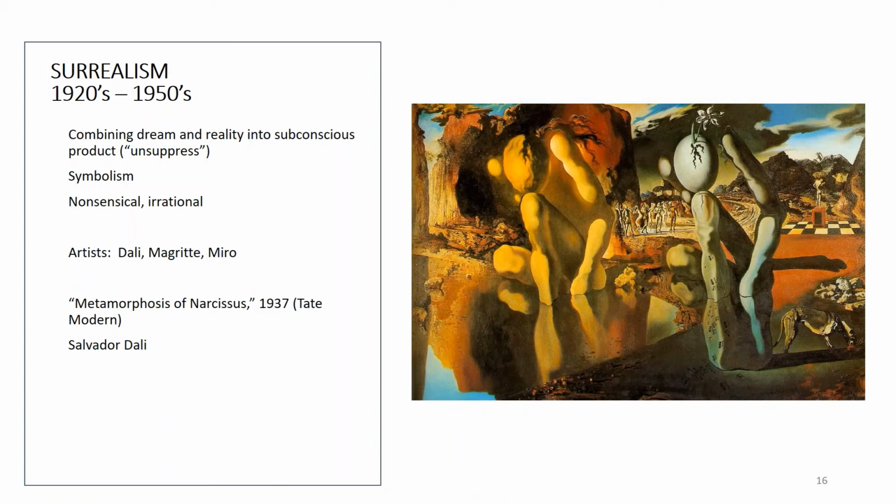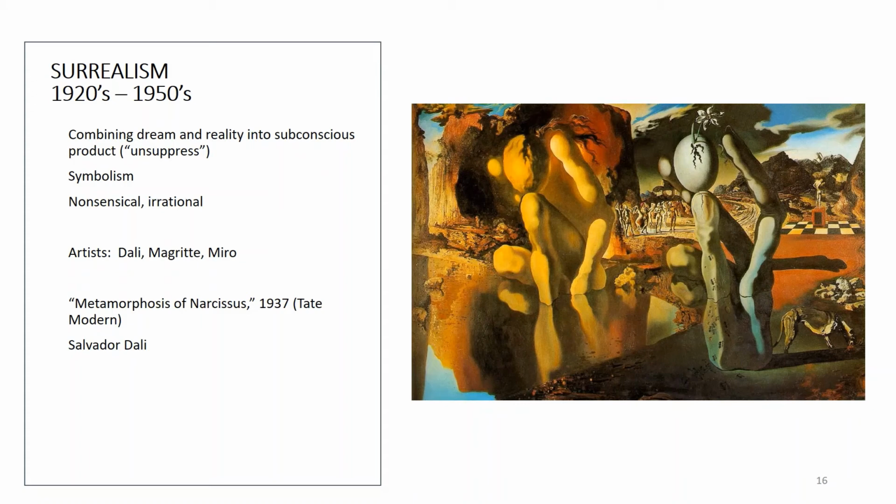Dadaism and the war and the disillusionment by people about society leads us into Surrealism. And I think a lot of people have chosen Surrealism as their favorite movement just because it's so weird, right? It's about combining reality and dreamlike states into a product subconsciously. And there was some use of drugs involved sometimes.